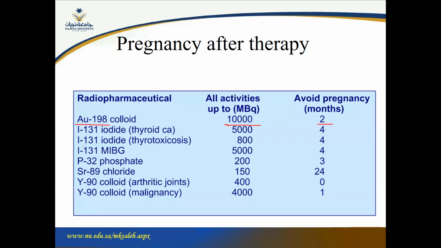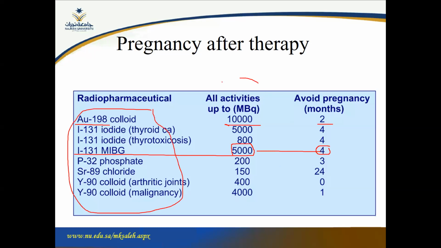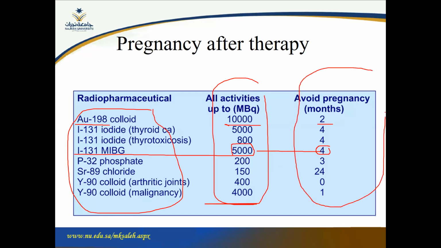And for iode 131, let's take this example. If the patient receives up to 5,000 megabecquerel, the patient should avoid pregnancy for up to 4 months. Likewise, you can see here the list of radiopharmaceuticals, here the list of the activity, and here the restriction of avoiding pregnancy for how many months.